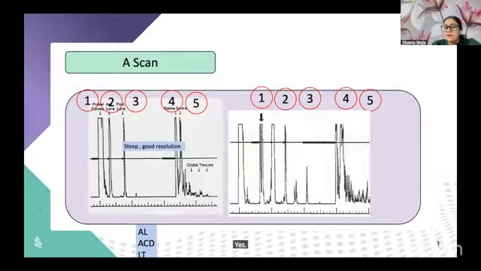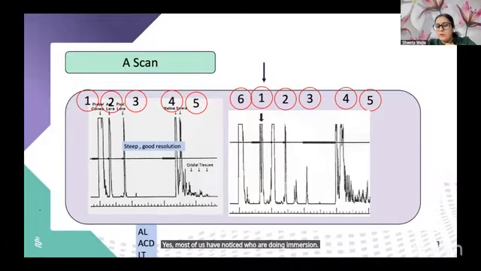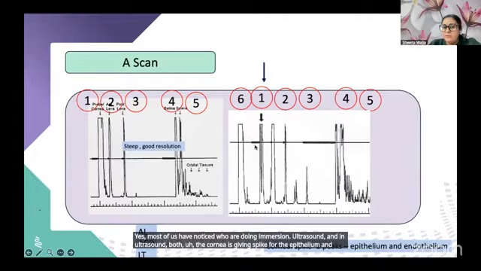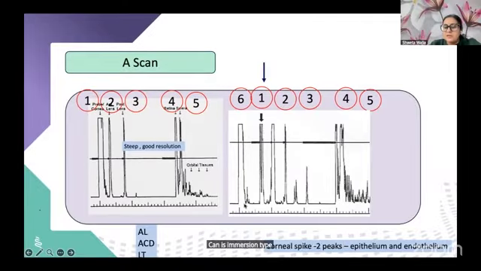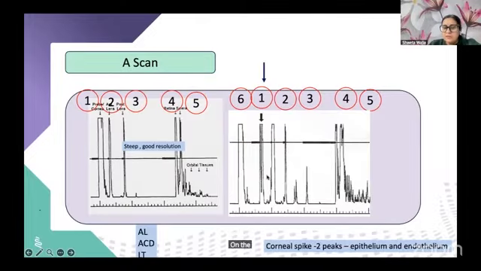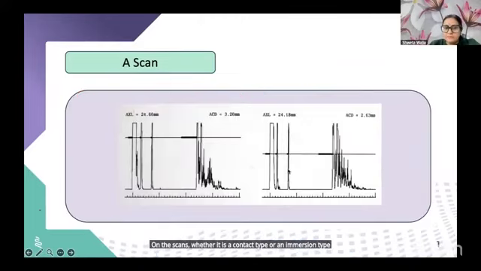Yes, most of us who are doing immersion ultrasound have noticed. In ultrasound, the cornea is giving a spike for both the epithelium and the endothelium. And if you see these 2 spikes, it clearly indicates that this scan is immersion type. So this can be asked in the postgraduate viva also, and they must know the difference on the scans, whether it is a contact type or an immersion type of A scan.